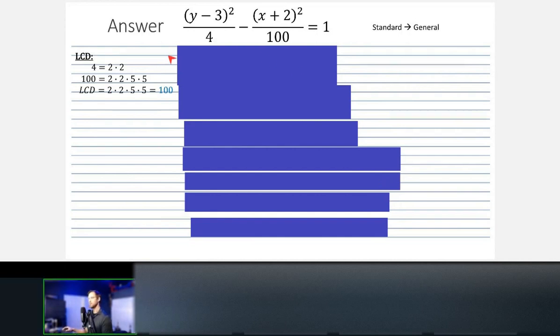So what I was saying before is yes, the LCD is 100. The prime factors of 4 are 2 and 2, the prime factors of 100 are 2 times 2 times 5 times 5. We line them up, we drop all the columns, and we multiply them to get 100. This is the way that I recommend doing your LCD. It will ensure that you don't mess up.